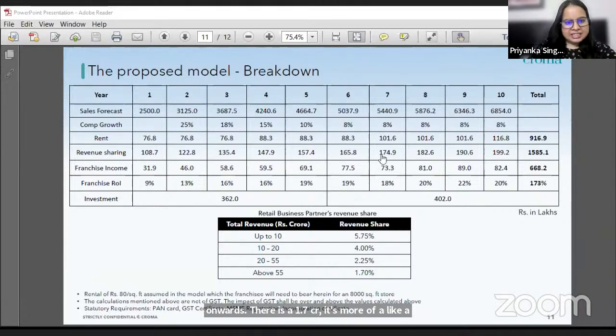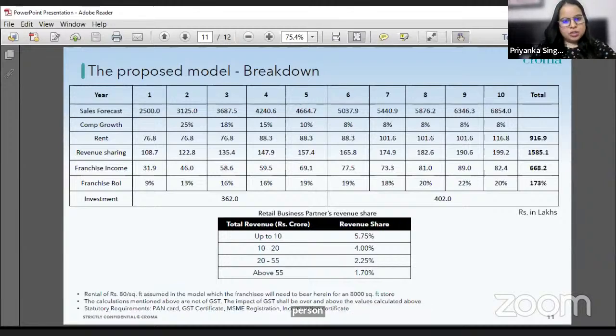For example, if there is a sale of 42 cr in the fourth year, that means out of that 42 cr, on the first 10 cr you will get 5.75%, then on the next 10 cr you will get 4%, and on the balance, almost 22 cr 40 lakh, you will get 2.25%. So if you see the revenue share row, every year your revenue share is going up, the absolute money is going up. That's how it is.